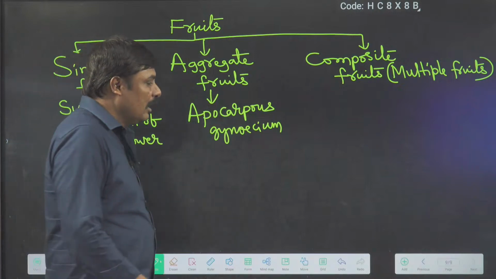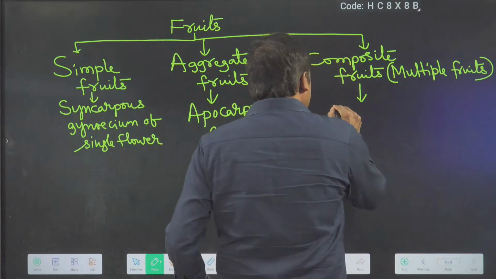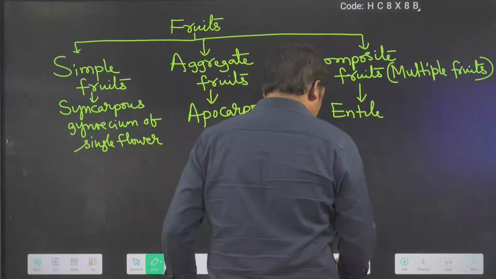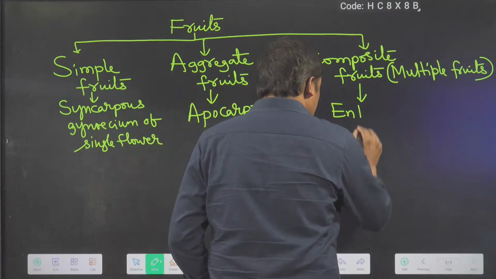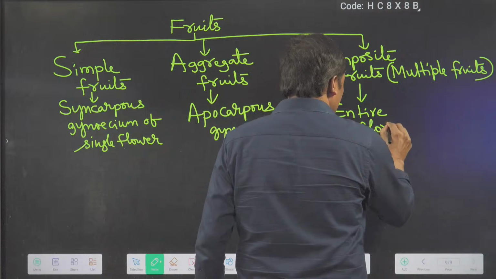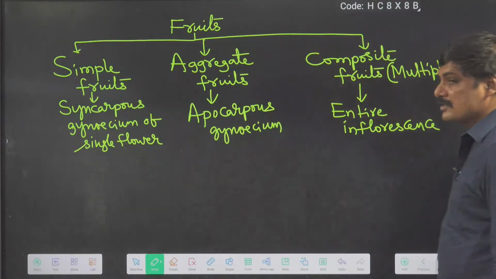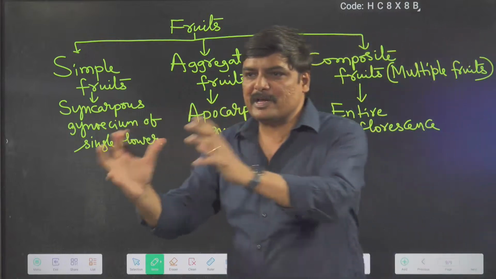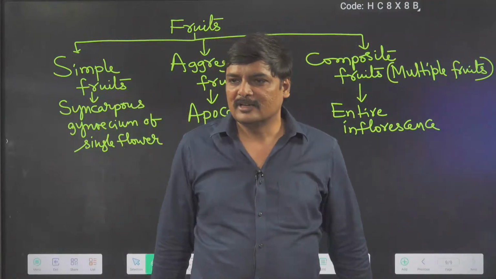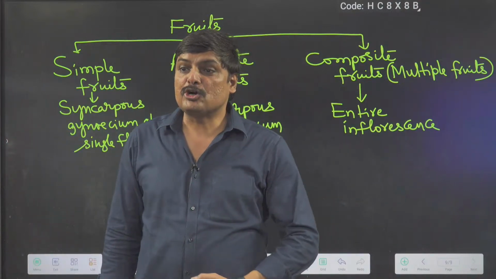And if a fruit develops from entire inflorescence, total inflorescence becomes fruit, then such fruit is called composite fruit. You know the best example, the largest fruit in the world, jackfruit.